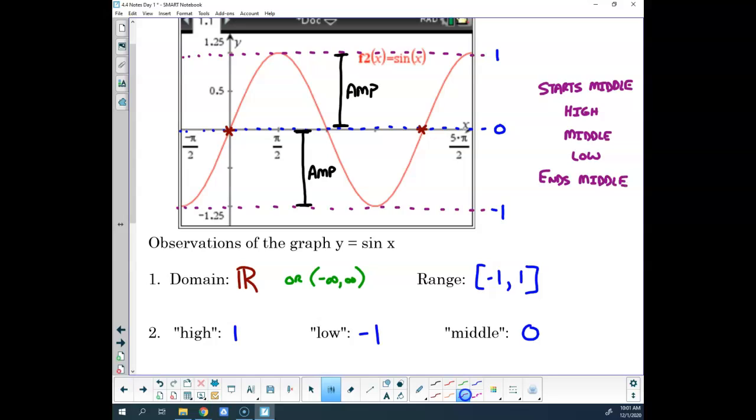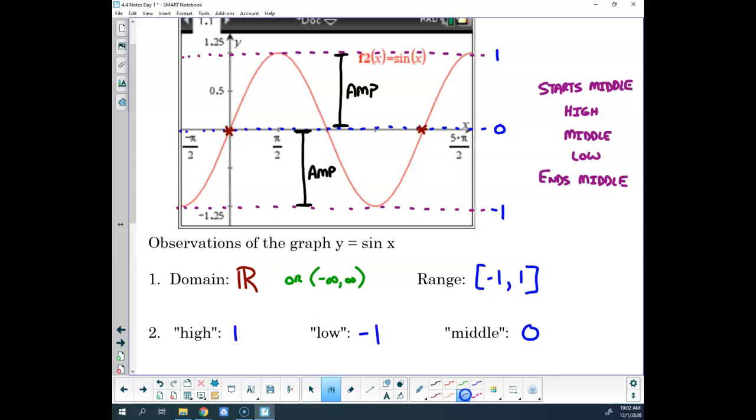That pattern will be true for all sine curves. Starts in the middle, goes to the high point, back to the middle, down to the low point, ends back in the middle. So those are some observations of the sine graph.